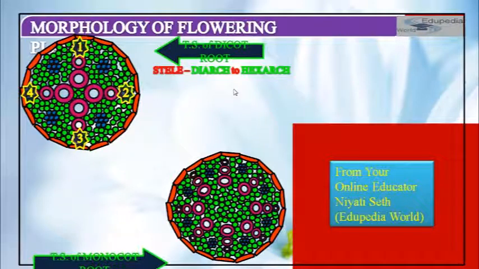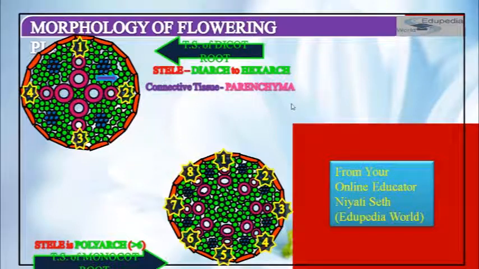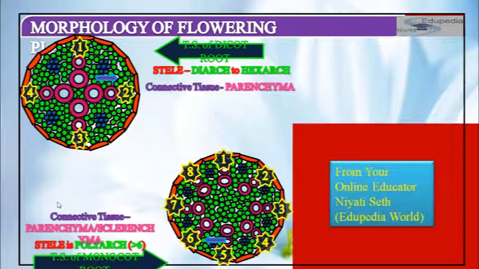Because it is 4, hence it is called tetrarch, which comes in the range of diarch to hexarch. Okay. Now 1, 2, 3, 4, 5, 6, 7, 8. Hence, stele is polyarch, that is more than 6, students. Okay. See, connective tissue in dicot root is parenchyma in nature. Connective tissue could be parenchyma and sclerenchyma in case of monocot roots. That's the difference you can find between these two. Okay. And the conjunctive tissue in case of monocot root is sclerenchymatous.